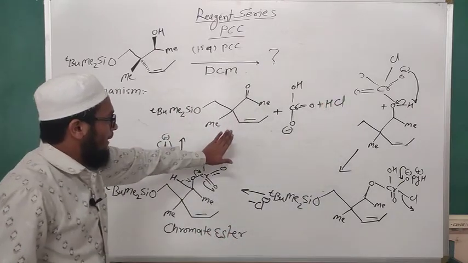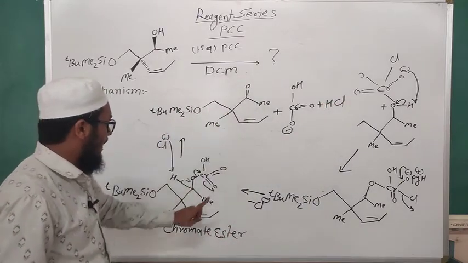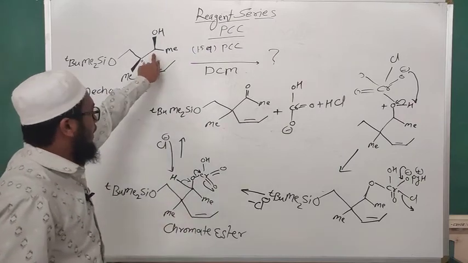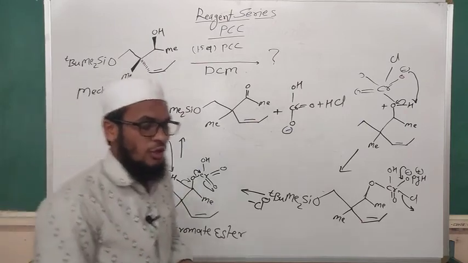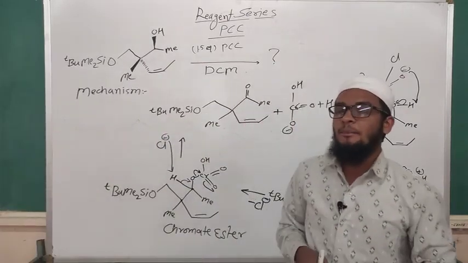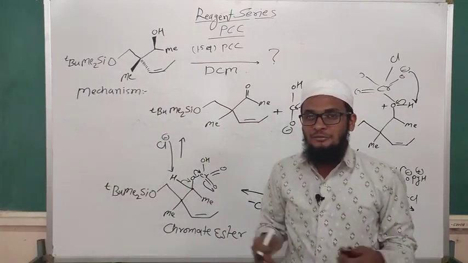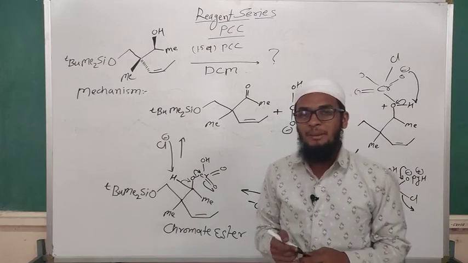So our main target is to convert the primary alcohol into aldehyde. So this was the example given in the book of Carruthers, and I have tried to give its mechanism.